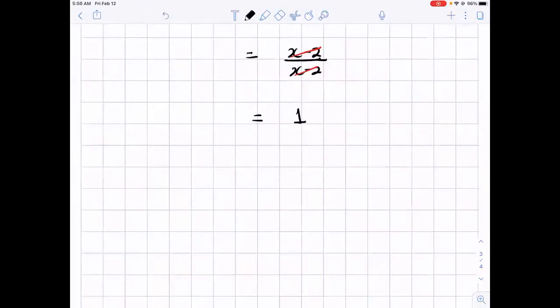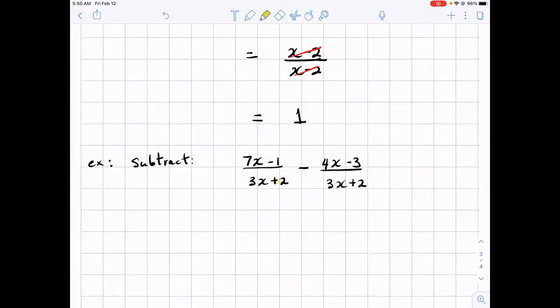If we look at one more example. The last one we did was subtract, so let's do one more subtract. And let's say we have 7x minus 1 over 3x plus 2 minus 4x minus 3 over 3x plus 2.